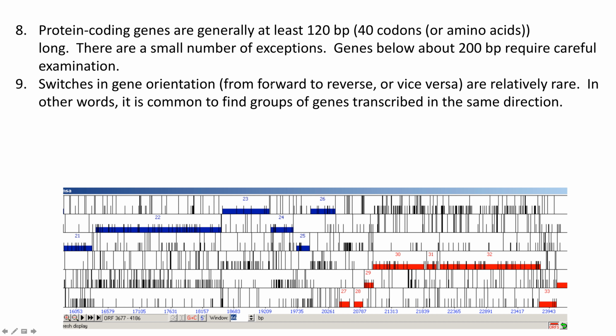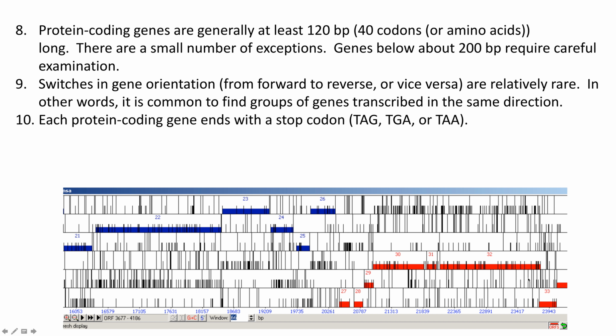Switches in gene orientation from forward to reverse or vice versa are pretty rare. So here's a group, for example, genes 22, 23, 24, 25. You can see that they're all practically end to end. Maybe they even have that 4 base pair overlap. These are genes that are likely part of one operon. It would be really weird to see all of a sudden a change in orientation of genes, like a reverse gene somewhere in this region. Likewise, you can see all these reverse genes going in this direction, and it would be weird to see one single forward gene in the midst of all these reverse genes.